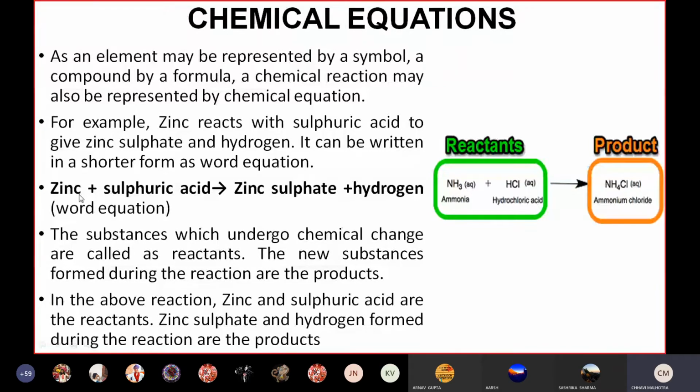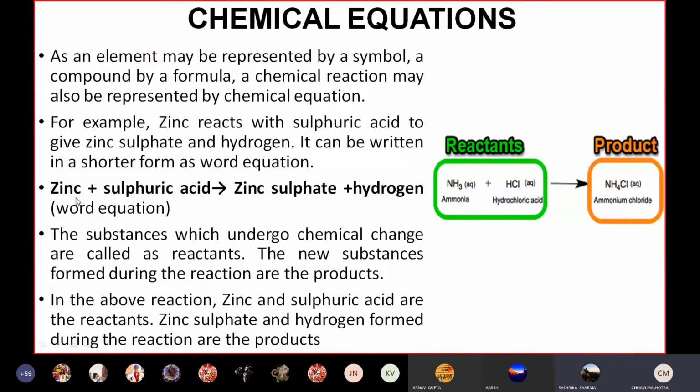The substances which are undergoing chemical change, that means zinc and sulfuric acid are reacting with each other. So these two substances are undergoing chemical change. Hence we call these substances reactants. So those substances which are written on the left hand side of the arrow, these are the substances which are reacting with each other to undergo a chemical change, and we call them reactants. And the new substances which are formed during a reaction are called the products. So reactants react with each other to give us products. So identify in this equation what are the reactants?